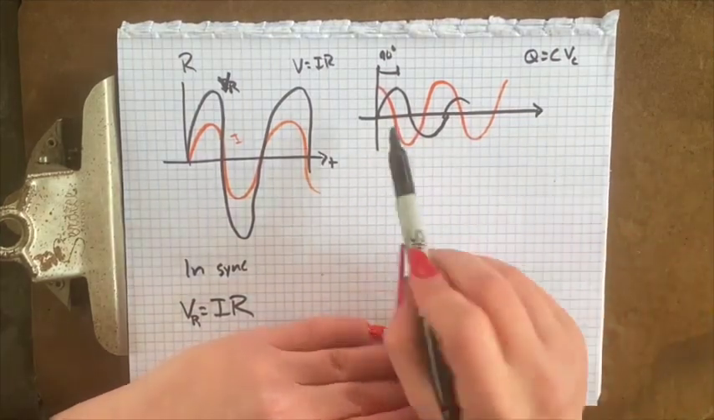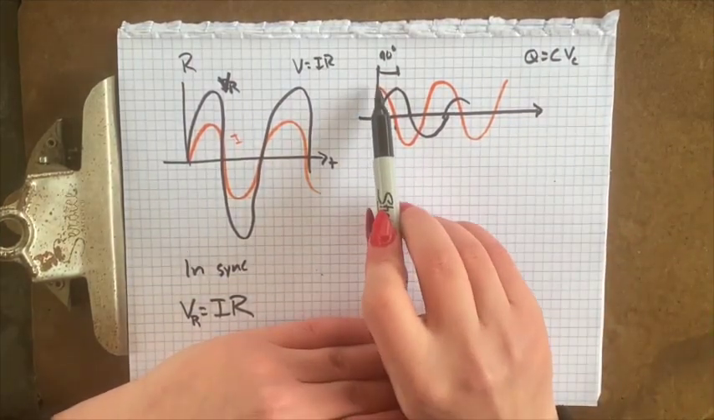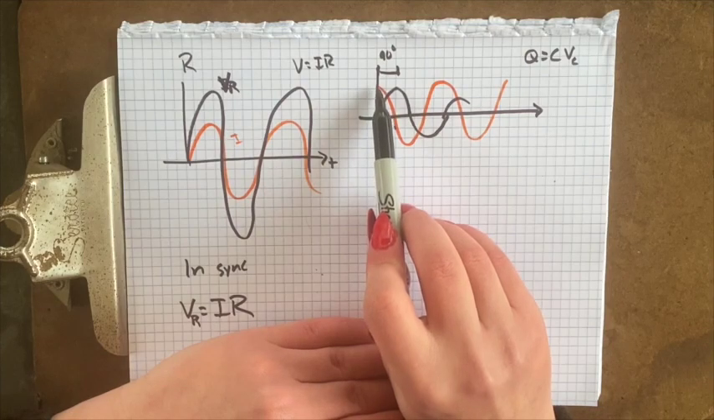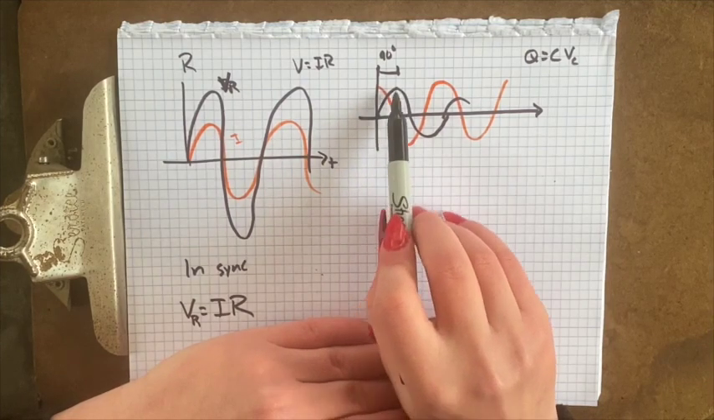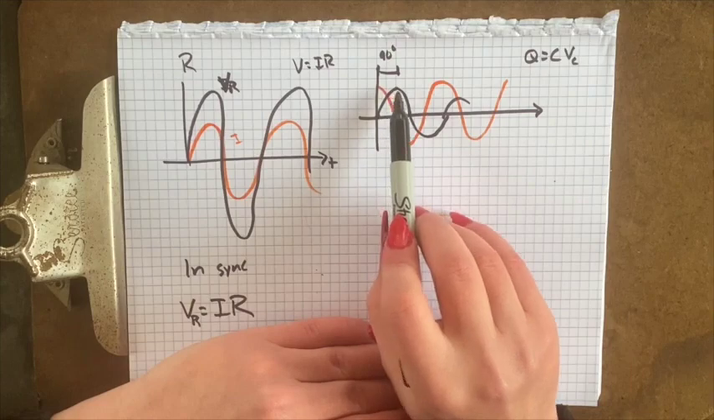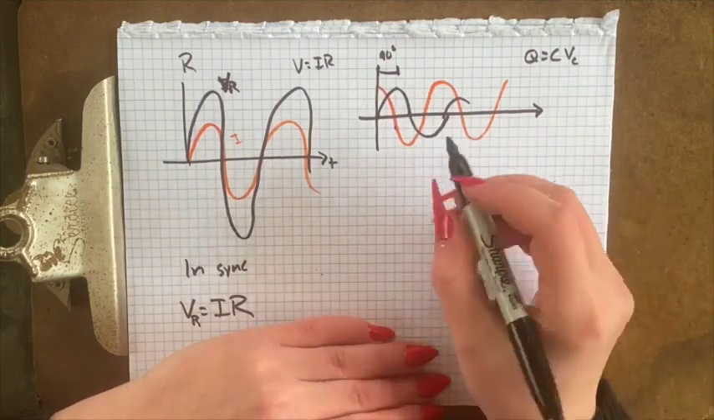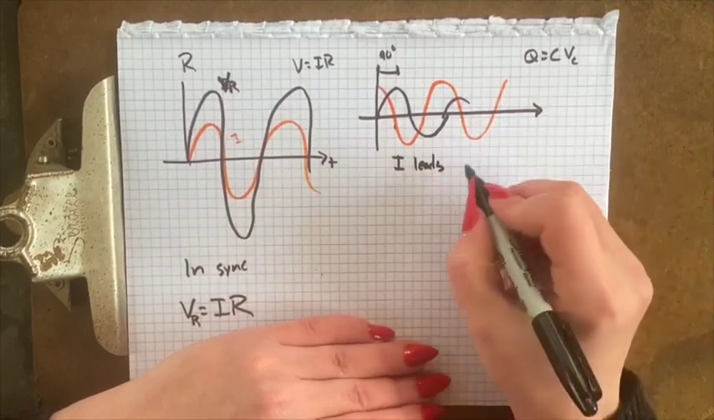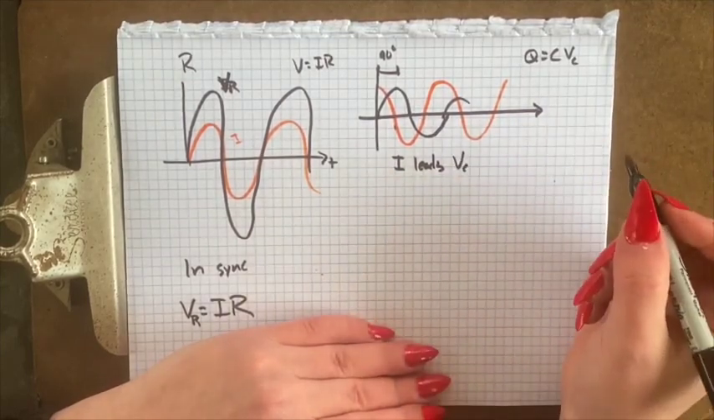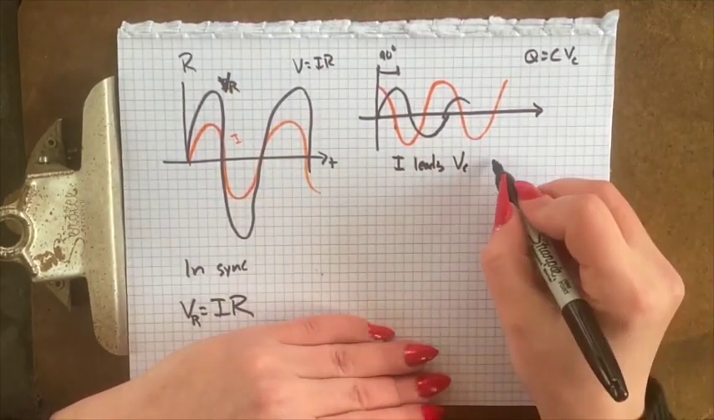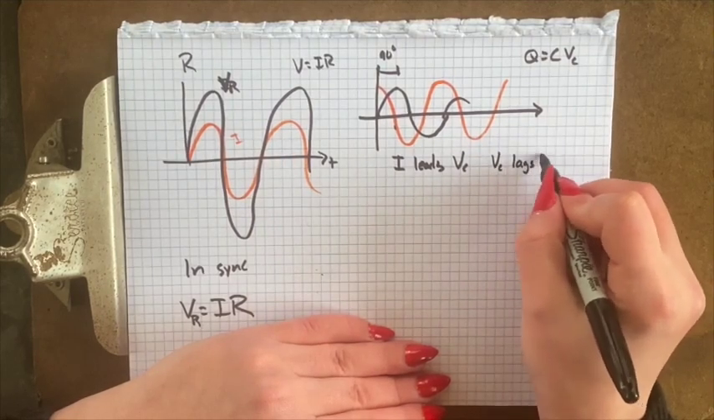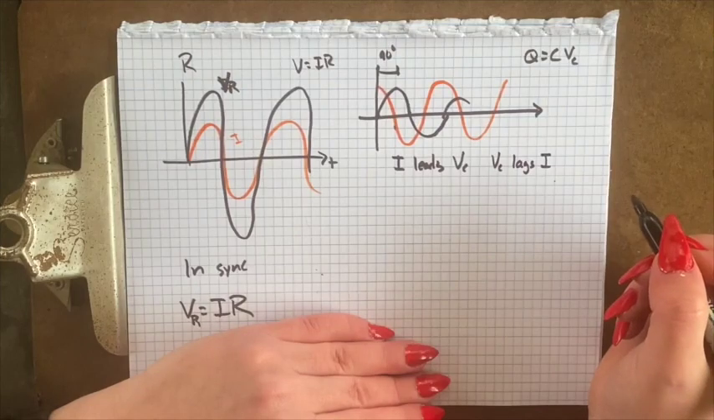Which one happened first? If this is time equals 0, immediately I'm at maximum current, and then later on I reach maximum charge or voltage. So it seems like in this case, the current leads the voltage on the capacitor. Or we could say that the voltage on the capacitor lags behind the current. It's just a little bit later.